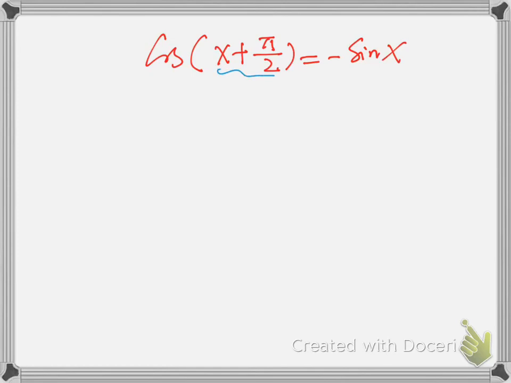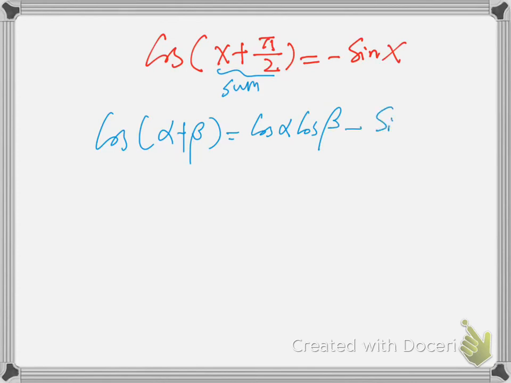Okay, one more formula question. We want to prove cosine of x plus pi over 2 is negative sine x. This is the sum angle formula. Cosine of alpha plus beta is cosine alpha cosine beta minus sine alpha sine beta. So what is our alpha? Alpha is the angle x, and beta is pi over 2.